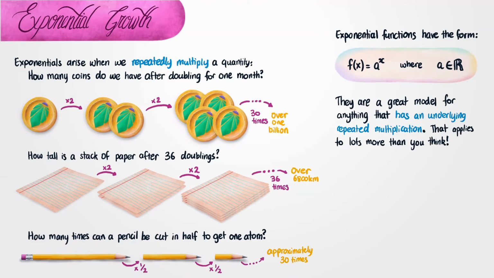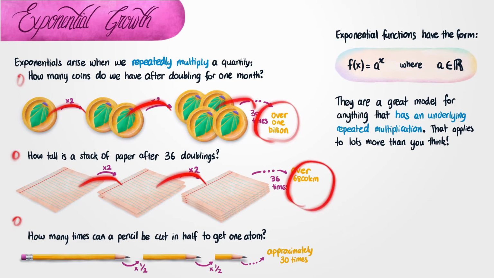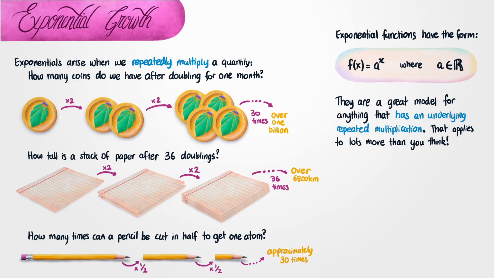This was a lesson about exponential growth, which is something that arises anytime you repeatedly multiply any quantity. To properly explain exponential growth, I started with 3 examples that I think had really surprising answers. If we doubled the number of coins you had every day for a month, you'd end up with over 1 billion coins. If you doubled the height of a stack of paper 36 times, your stack of paper would be bigger than the radius of the Earth. And finally, if you kept cutting a pencil in half, after 30 cuts, your pencil would be so small that it would be smaller than a single atom.